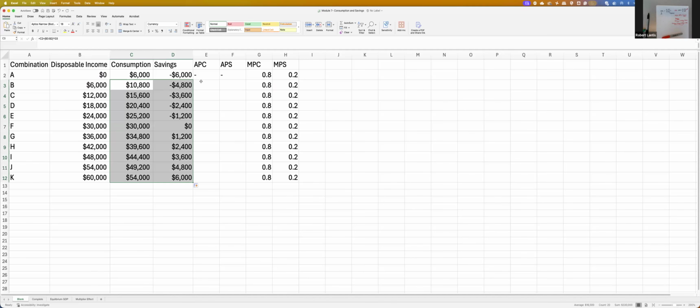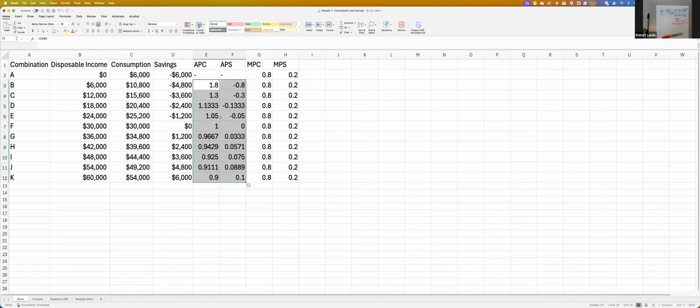Okay. So if I had this, what is my average propensity to consume? Well, that's going to be my current consumption divided by my current disposable income. And then my average propensity to save would be my savings divided by my disposable income. So notice here, these averages add up to 1. I can copy these down and see the averages always add up to 1. Any questions on that before we keep moving here?